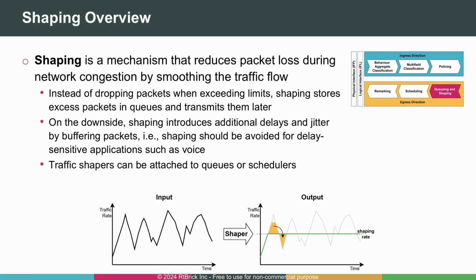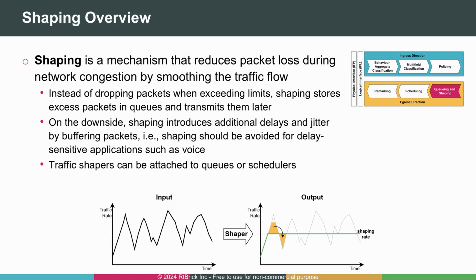Unlike policers, which drop out-of-contract packets at the ingress, shapers aim to smooth traffic flows to reduce packet loss during periods of congestion. When traffic exceeds a defined shaping rate, the excess is temporarily stored in a queue and then dequeued at a controlled fixed rate. This process helps prevent sudden bursts of traffic from overwhelming the network and causing packet drops.